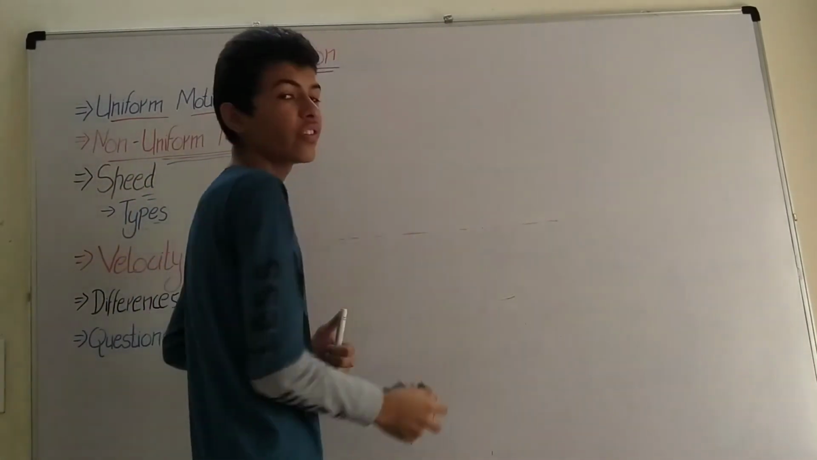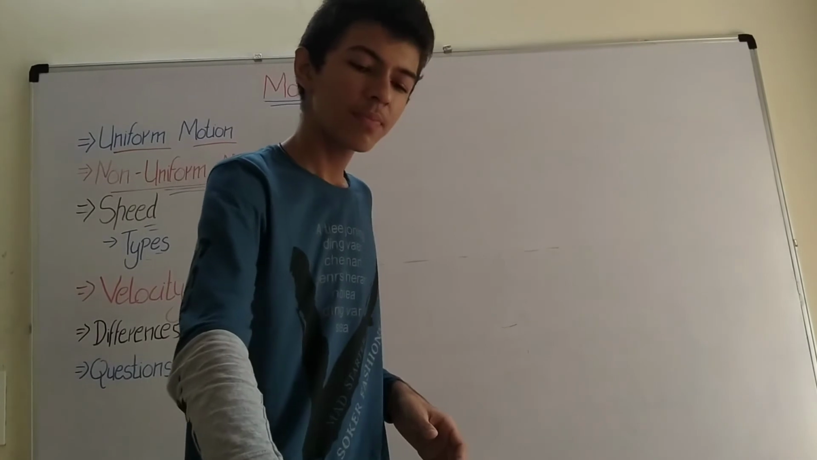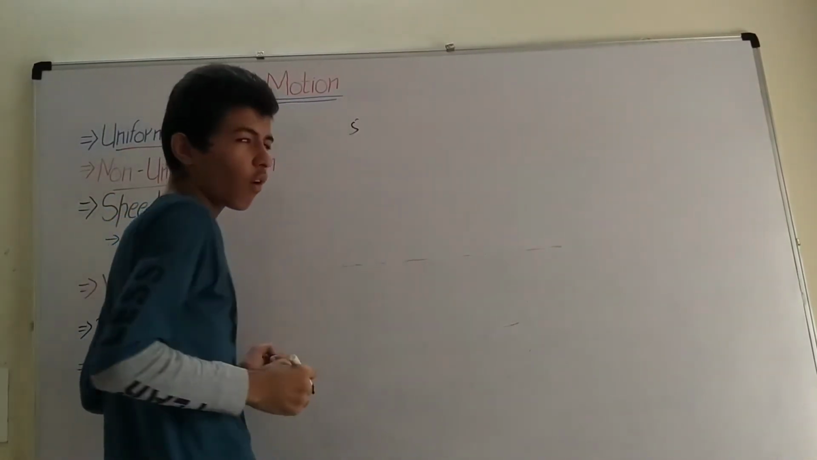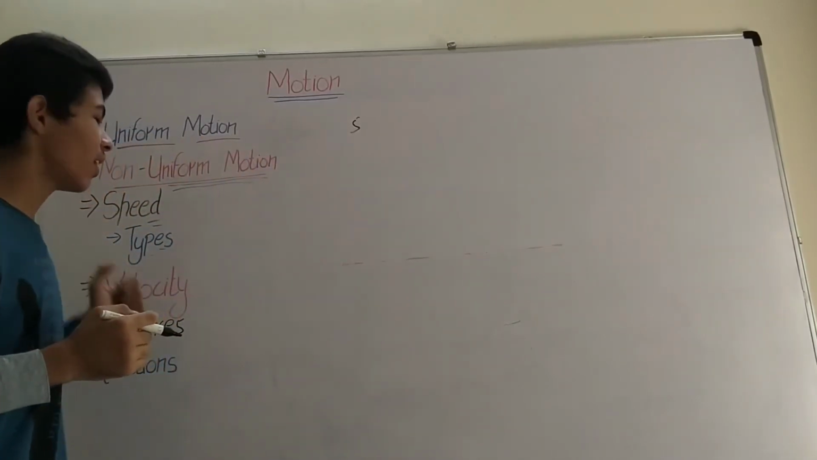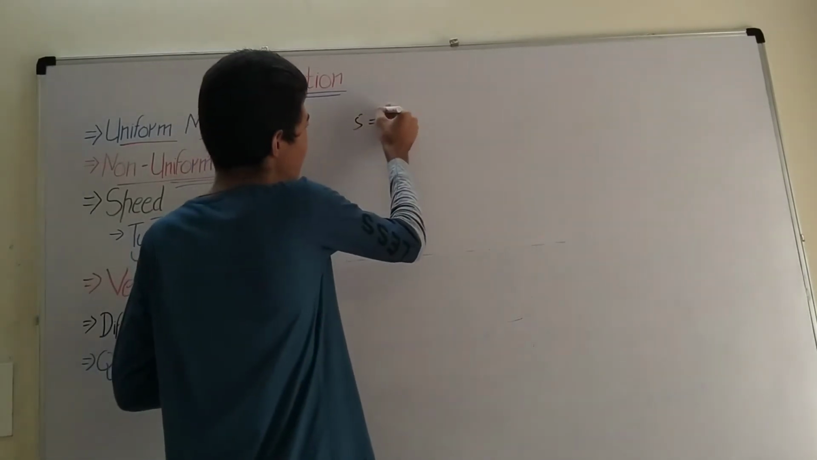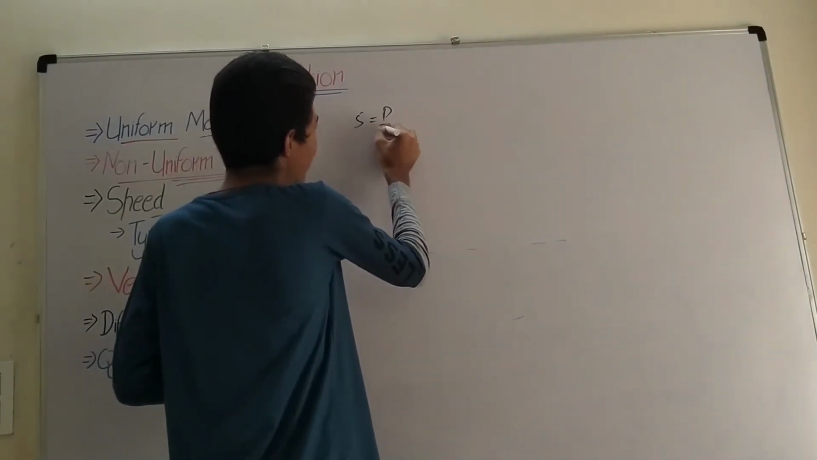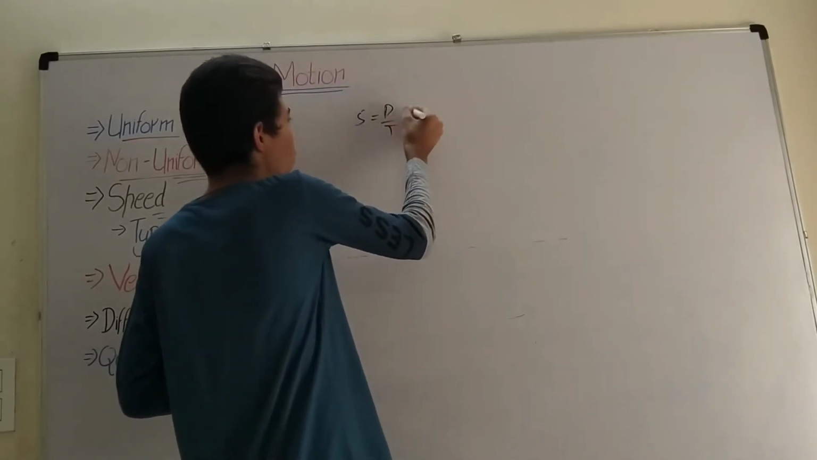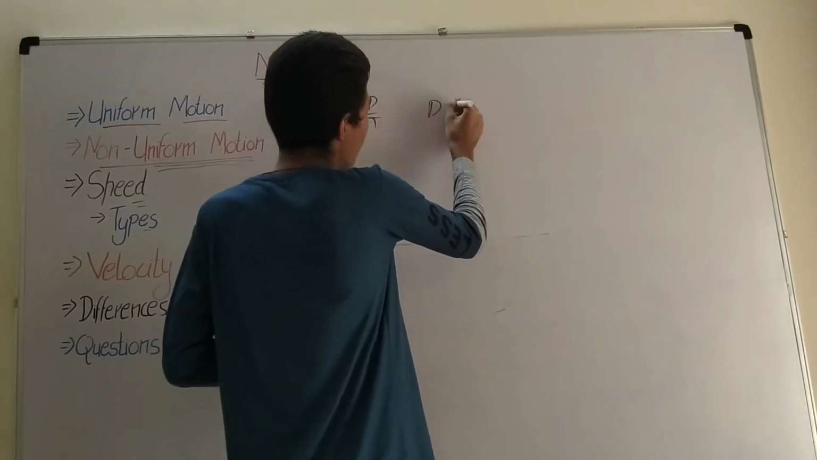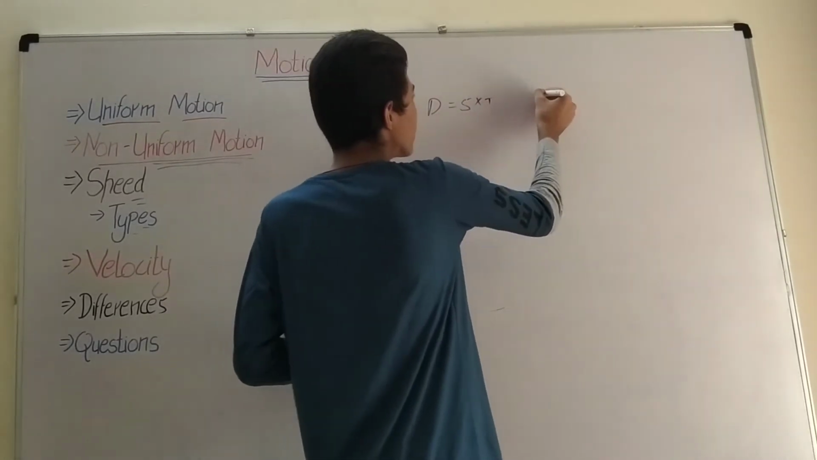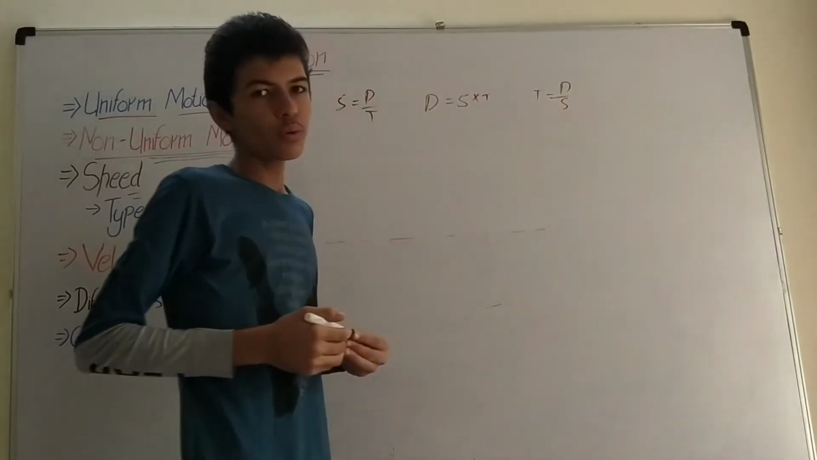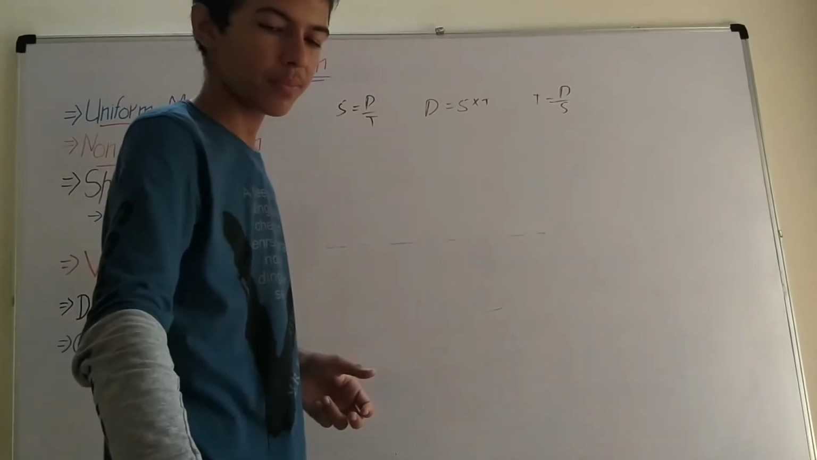Now we are going to derive some important formulas which would help you in the examinations, based upon which different questions can be formed on speed. So we have to keep these three formulas in mind. This is formula number 1: S is equal to D by T. Then D is equal to S into T, and the third one is T is equal to D by S. So let's move to scenario 1.